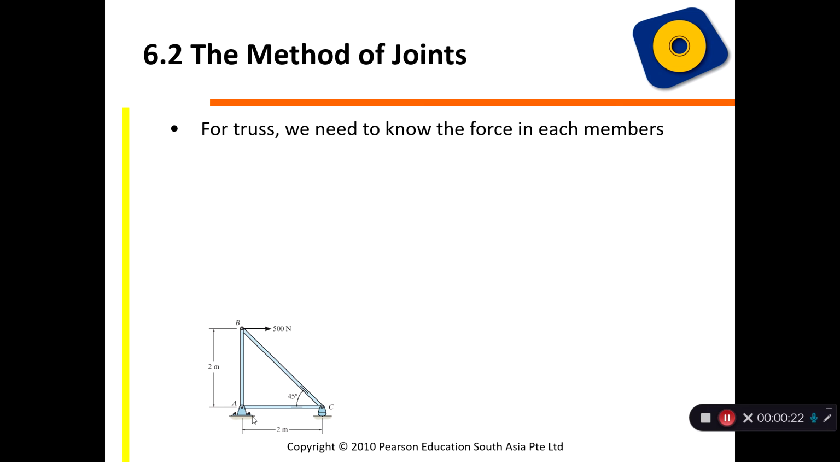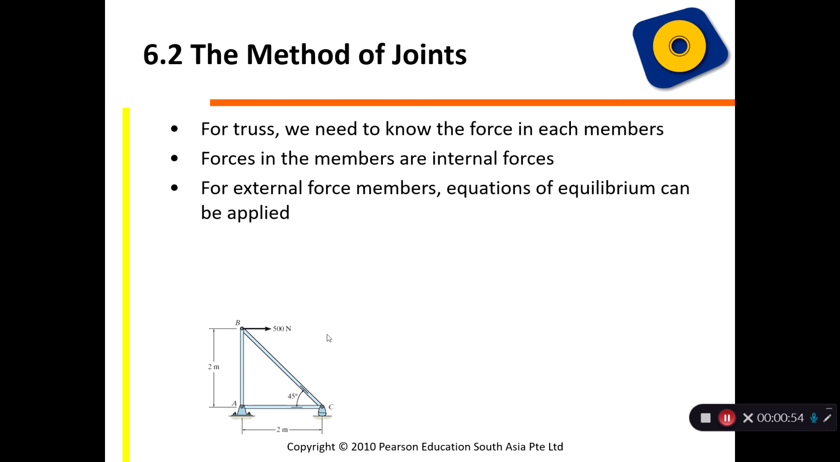It has 3 members: AB, BC, and CA. And there's one external force acting on it. So we wish to know what are the forces developed in each of these members because of this external load, and of course due to this support. Remember, this is chapter 5 all over again. You have this support. The forces in the members are internal forces, so there are forces that you don't see, and there are also external forces.